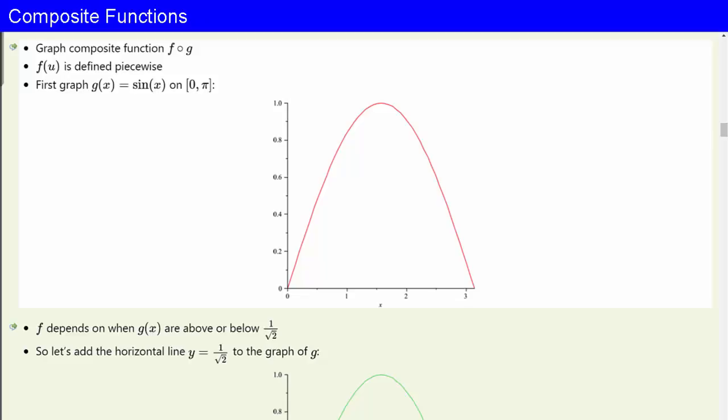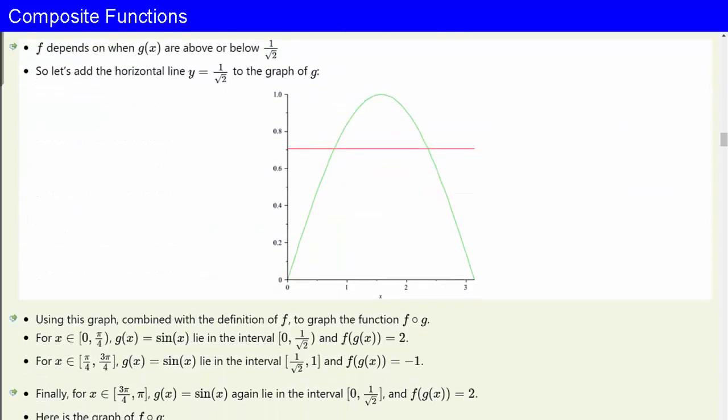The point is that f of u is defined piecewise, using different formulas depending on the values of u, which are the values of sine x. So first, let's graph g of x equals sine x on 0, pi. Now, we're going to be computing f of g of x, and the formula for f depends on whether the values of its argument, g of x, are above or below 1 over root 2. So let's add the horizontal line y equals 1 over root 2 to the graph of g.